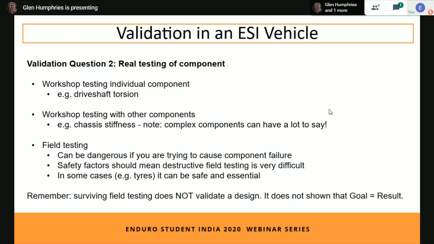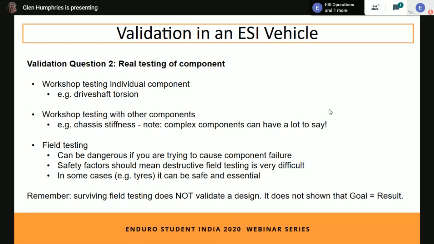We should hope so. There are some components which stand out from this. So for example, tyres. It can be safe and in fact it's essential to do your tyre validation or tyre testing in the field. It doesn't work very well in the workshop. Aside from having really expensive machinery, even then, still not great. Field testing is good for tyres. And it's reasonably safe because once you've exceeded the design limitations of the tyres, you might get a flat tyre, which is usually okay, or you just skid, so it's not a problem.